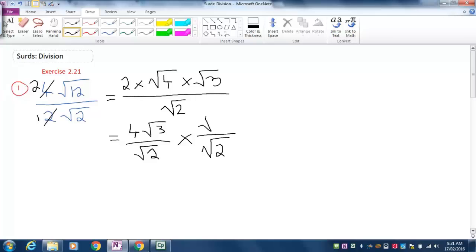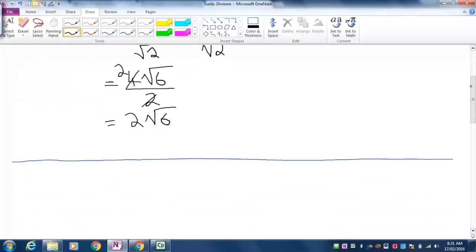We multiply by the denominator over the denominator, just the irrational part of the denominator. So now I have 4 root 3 times root 2 gives me 4 root 6, and root 2 times root 2 gives me 2. So again I can cancel on the top and the bottom, and my final answer will be 2 root 6. We'll look at another similar one.